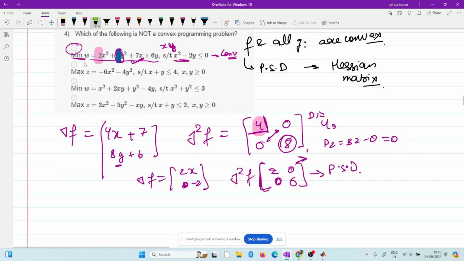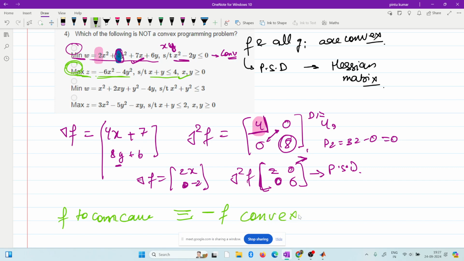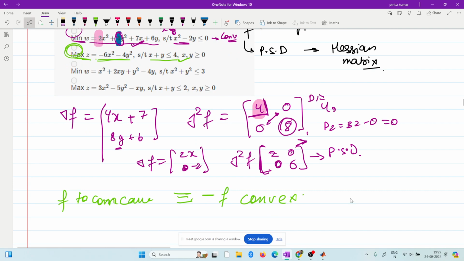If you look at the second part, here you have a maximization with respect to x and y, and your constraints are linear. Linear constraint means it is convex. There is a less than or equal to sign, so it is okay. And what do you want this f to be? Because it's a maximization problem, you want your f to be concave. If you want f to be concave, it is the same as saying you want your minus f to be convex, right? So what is minus f?